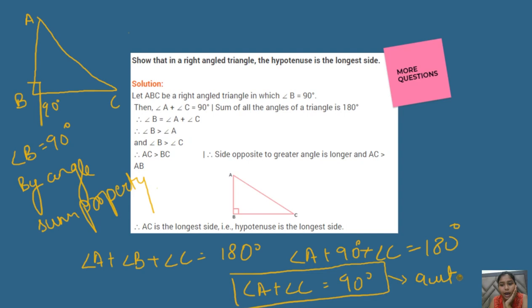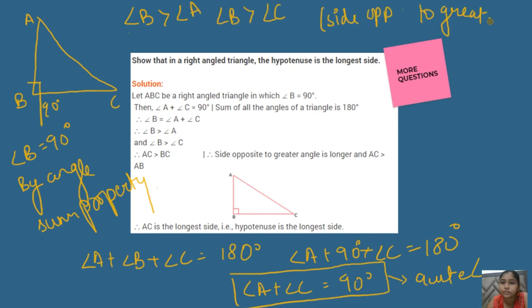Okay, so basically what we have to do is, angle B is obviously greater than angle A and angle B is obviously greater than angle C. By the theorem, the side opposite to the greater angle is greater. This was the particular theorem. So angle B is the greater angle, so AC will be greater than AB and AC is also greater than BC. It means that AC is the longest side. Understood?